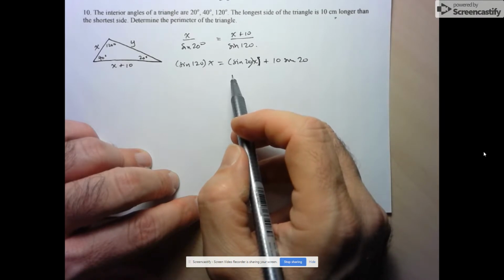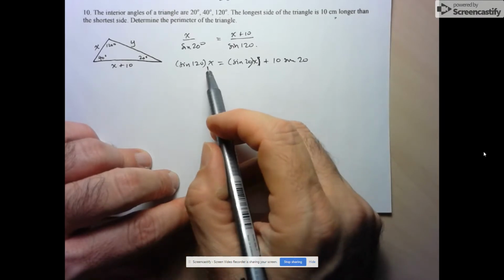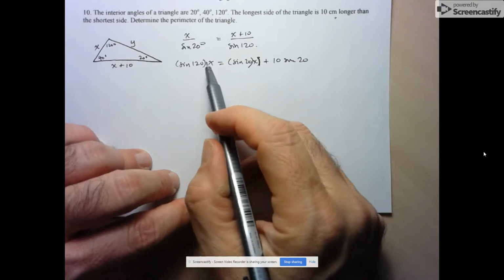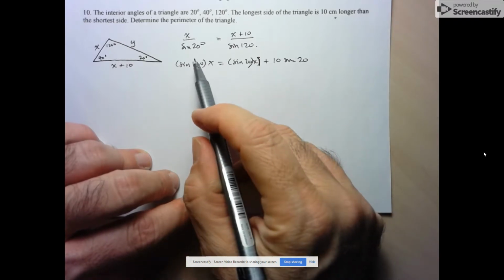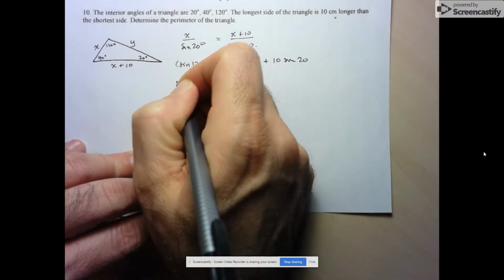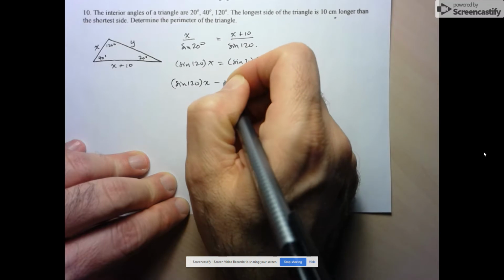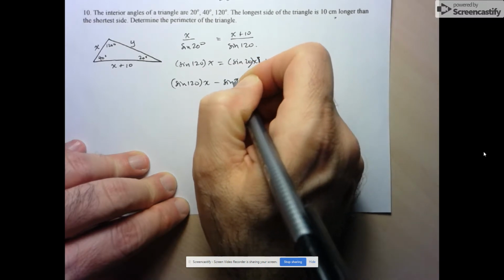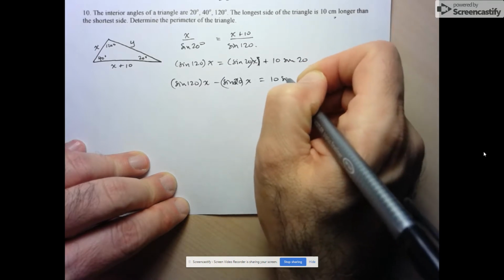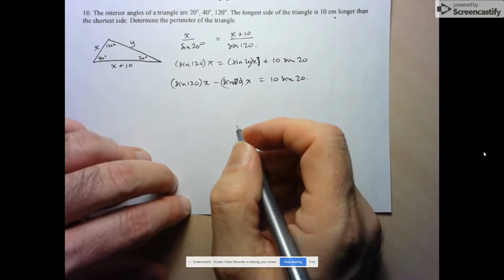And so I'm going to solve this like I would any linear equation. I've got x variables on both sides of the equation. I'm going to collect them all to one side. So I'll bring this one to the left side. So we've got sine of 120 times x minus sine of 20x equals 10 sine 20. And you see I'm not doing any approximations here.